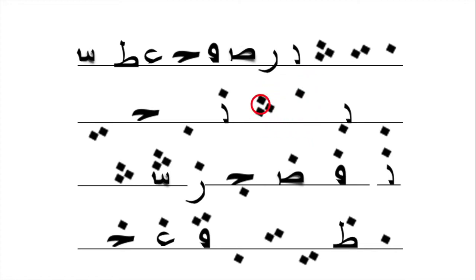Here we have 3 dots on top. If you remember, we only had 2 that had 3 dots. One was sheen and one was tha. Well, we recognize that the sheen had the W symbol. So since this doesn't have that, this would be a tha.